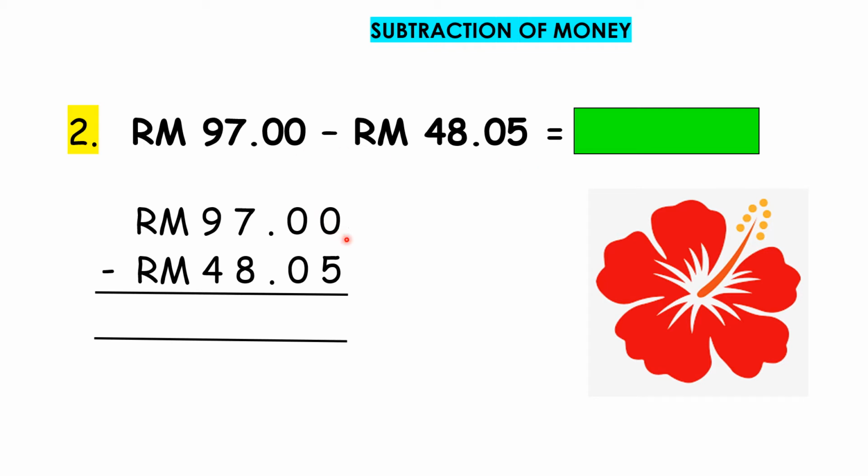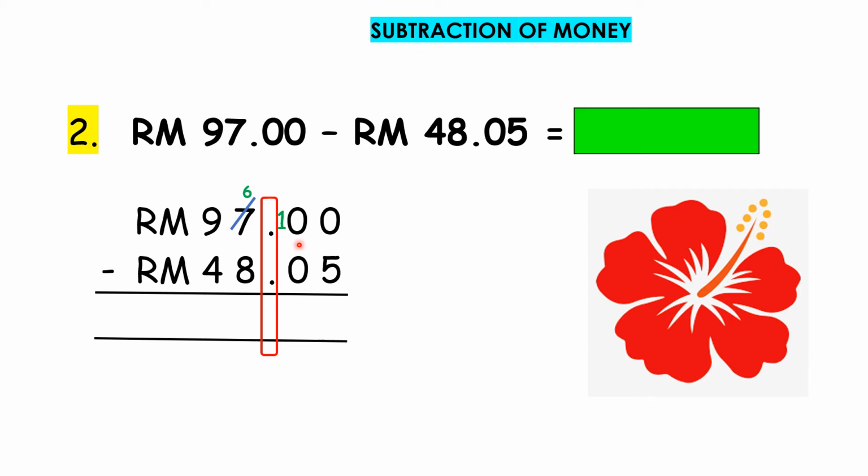We start from 0 minus 5. So 0 cannot minus 5 because 0 is smaller than 5. So we have to borrow from 0. But we cannot borrow from 0 because there is no value as it is a 0. So we have to borrow from 7. 7 minus 1 equals 6. And then give 10 to this 0. So it will be 10.